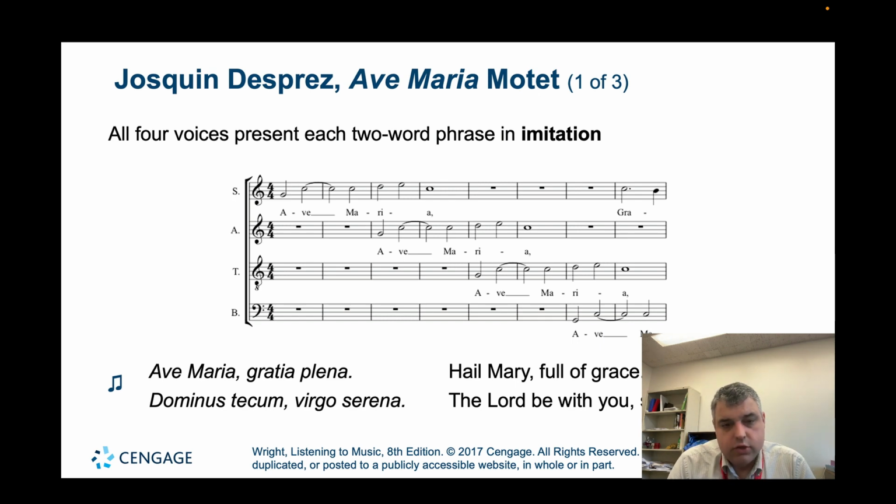Okay. So I'm going to play the example in a second. The text translates, Ave Maria, gratia plena, Dominus tecum, virgo serena, meaning Hail Mary, full of grace. The Lord be with you, serene Virgin. Let's go listen to this excerpt.